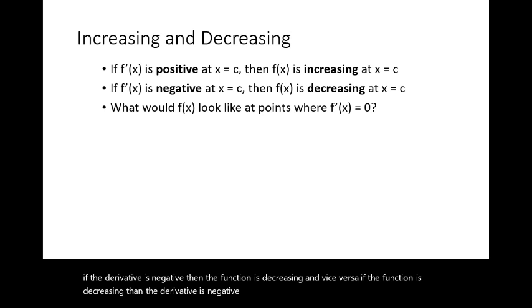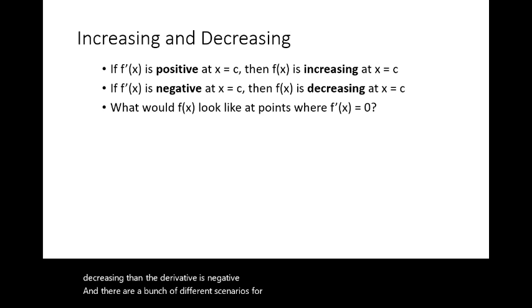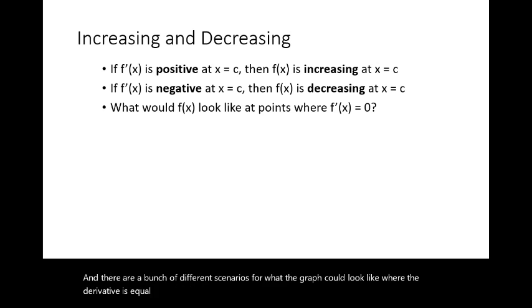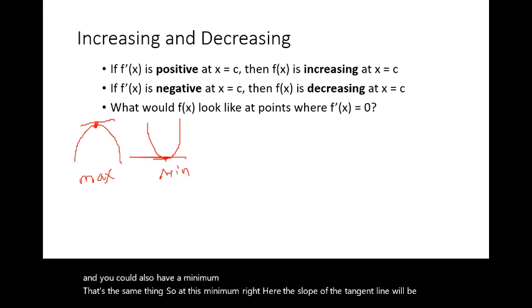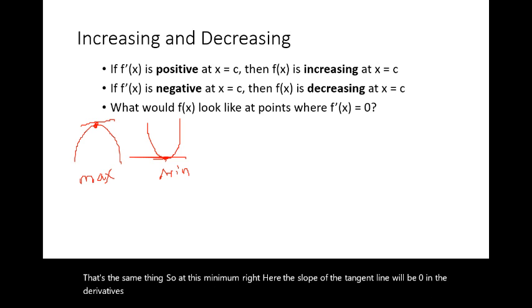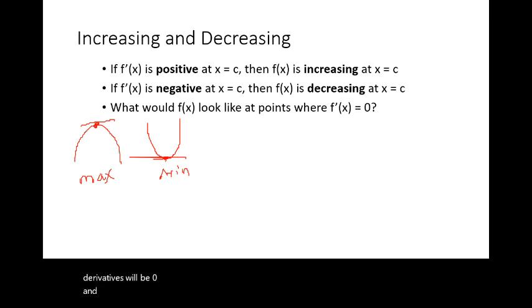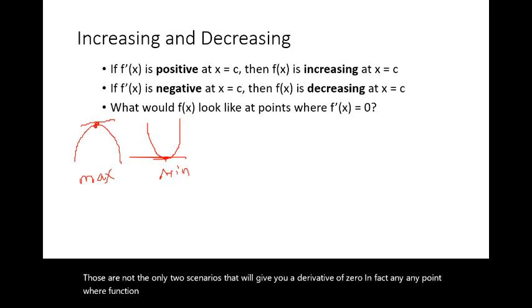And there are a bunch of different scenarios for what the graph could look like where the derivative is equal to 0. We already saw one of them at this type of maximum right there. And you could also have a minimum. That's the same thing. At this minimum right here, the slope of the tangent line will be 0 and the derivative will be 0. And those are not the only two scenarios that will give you a derivative of 0. In fact, any point where a function flattens out will have a derivative of 0.